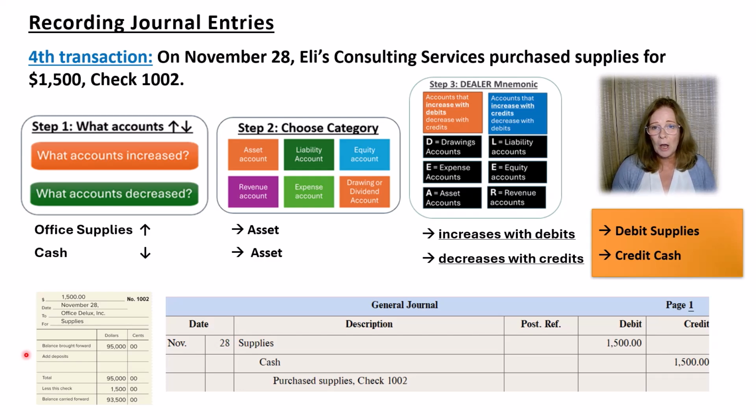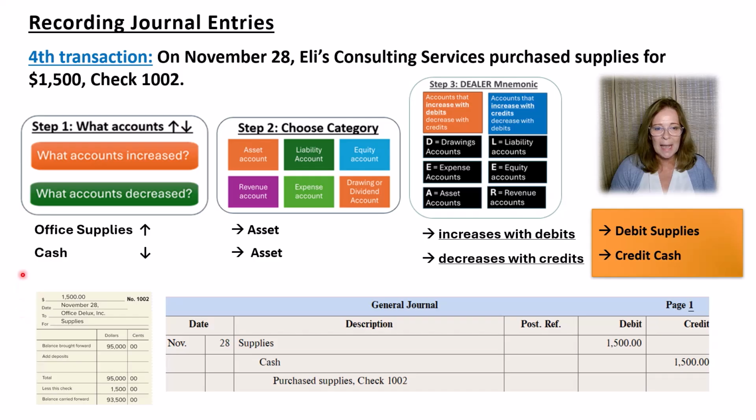During an audit, the auditor would ask for the invoice from Office Deluxe, a copy of the canceled check, or other proof that the amount was paid. In some cases, the auditor might even ask for verification from Office Deluxe directly.